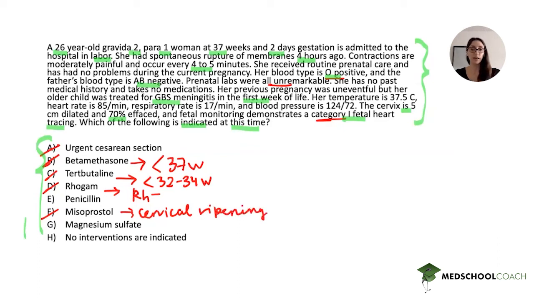So magnesium sulfate, this is testing your knowledge of the indications for magnesium. Magnesium is used for neuroprotection and is also a weak tocolytic, and this is really used for more preterm infants less than 32 weeks. And so there is no indication to give magnesium. This mother's at 37 weeks, and there's no need for neuroprotection when she's this far along. And again, there's no need for any tocolytic action. So that is incorrect. And then lastly, no intervention is indicated.